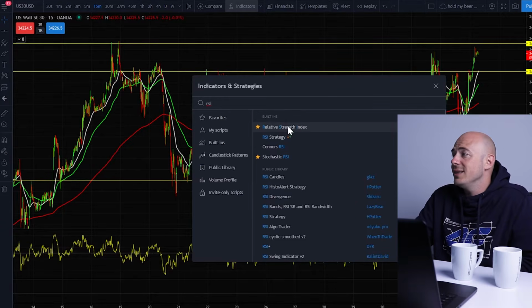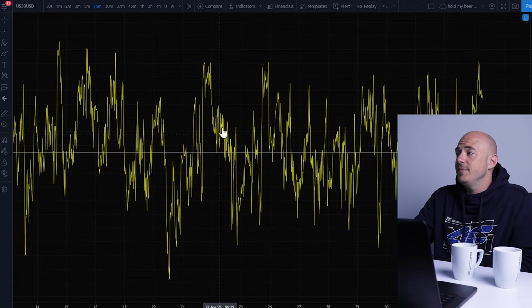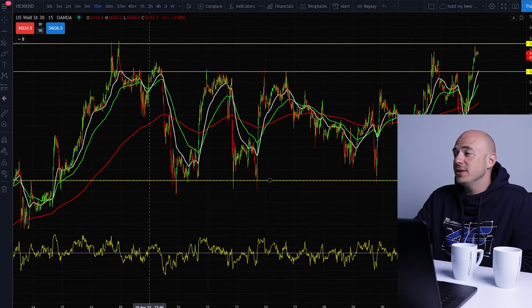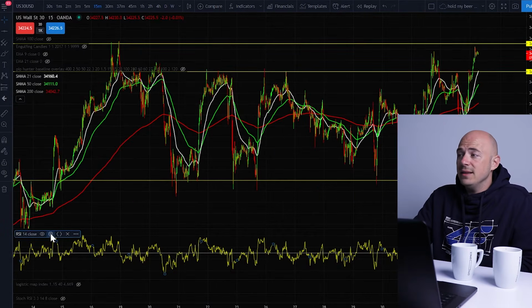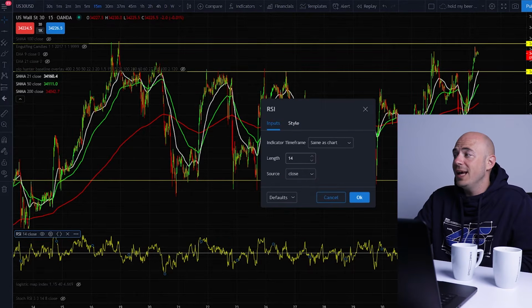It is the relative strength index. Put a star next to it. It should be one of your favorites. It looks like this, or at least mine does. If you'd like yours to look like this, add the RSI and click on the little settings wheel, change the RSI color to yellow in accordance with the color theme of the channel, change the upper band and the lower band to 50 and leave it as a solid line, and leave the standard input as 14.